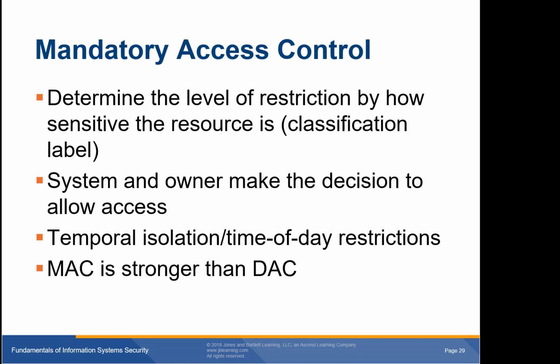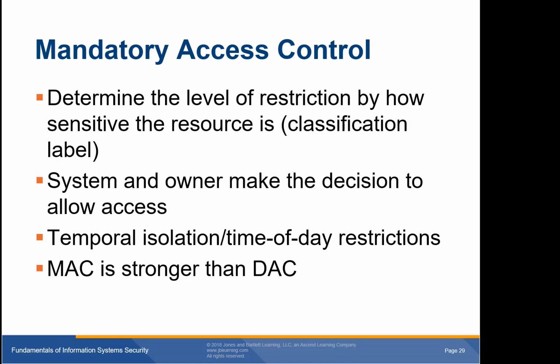Under mandatory access control, the system and the owner jointly make a decision to allow access. The owner gives the need to know element. Not all users with a privilege or clearance level for sensitive material need access to all sensitive material. The system compares a subject's and an object's labels in line with the terms of the Bell-LaPadula confidentiality model, which is going to be covered later in this lesson. Based on that comparison, the system either grants or denies access.